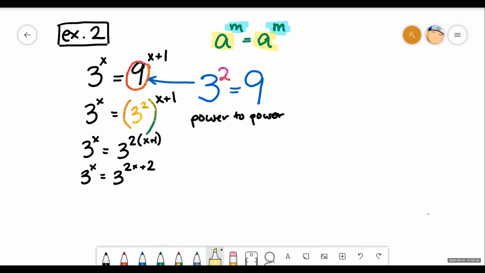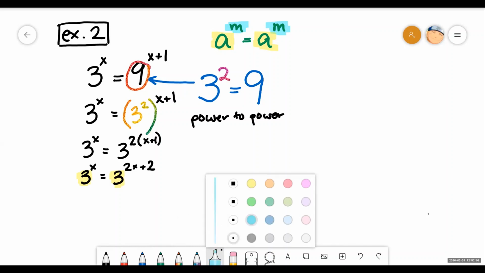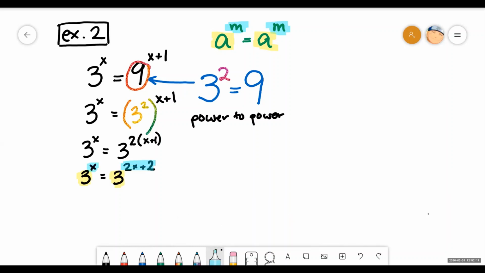Now this looks like two base numbers that are the same. And then we can now compare and set equal their exponents. Wonderful. So now let me set their exponents equal to each other. x equals 2x plus 2. I'll subtract 2x from both sides in my attempt to get x isolated.